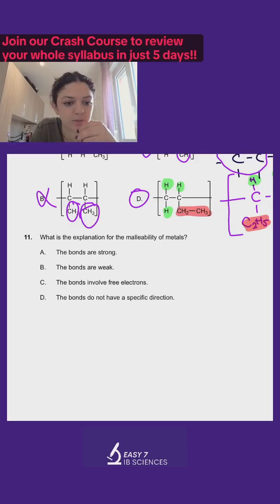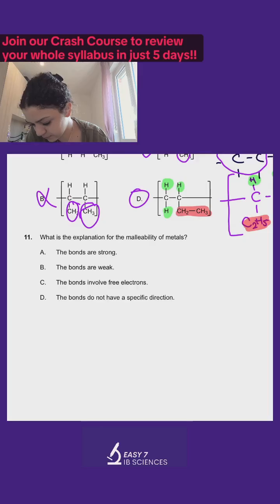Okay, makes sense. Good, good, good. Delocalized electrons. Okay, what are we thinking? Bonds are strong. Bonds are weak. The bonds involve free electrons. The bonds do not have a specific direction.